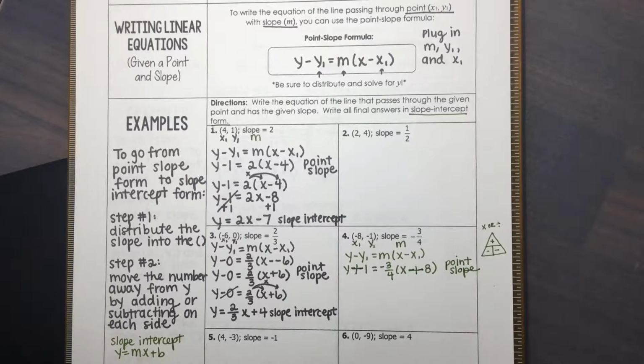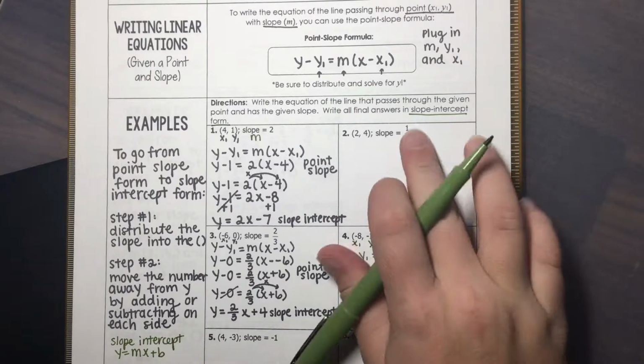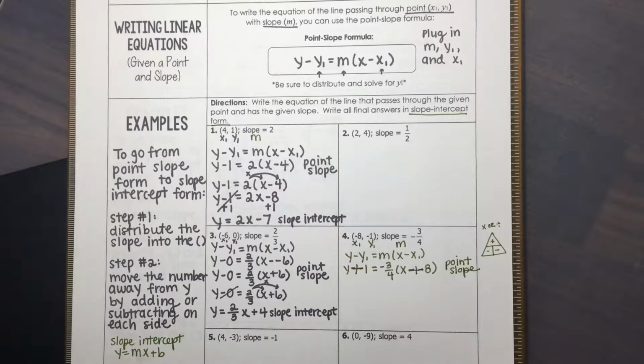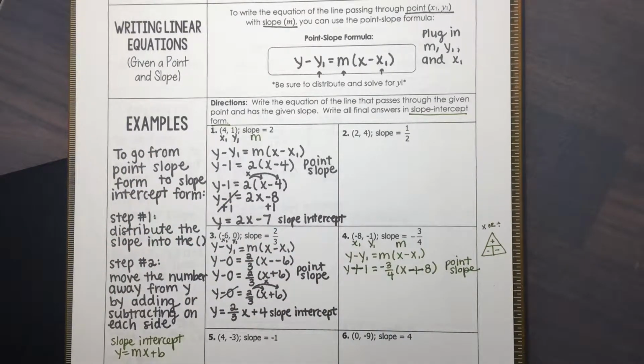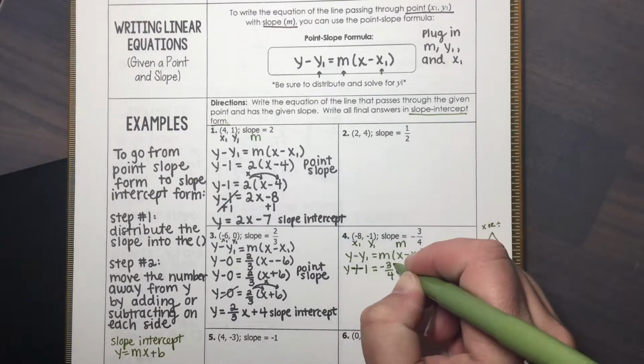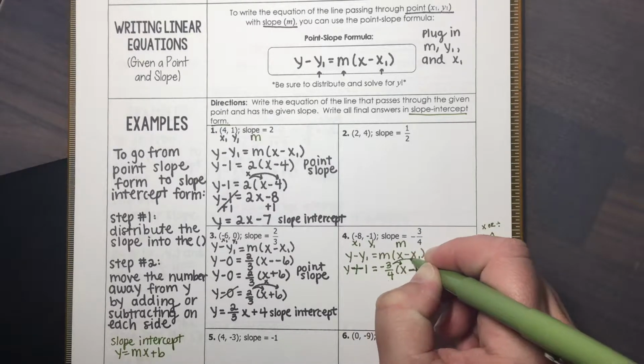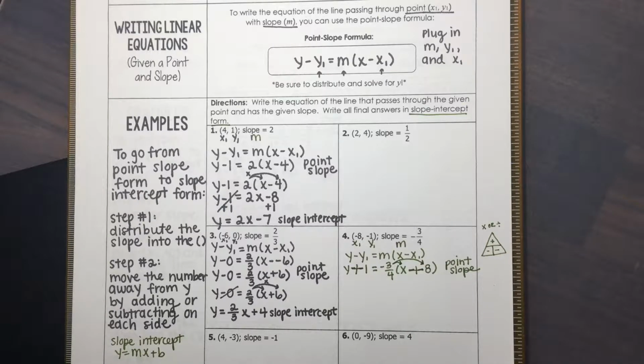All right, I now have it in point slope form. But once again, it's asking us for slope intercept form. So I've got to follow my steps over here on the left-hand side. So step number 1, distribute the slope into the parentheses. So I've got to distribute this negative 3/4 into my parentheses here.